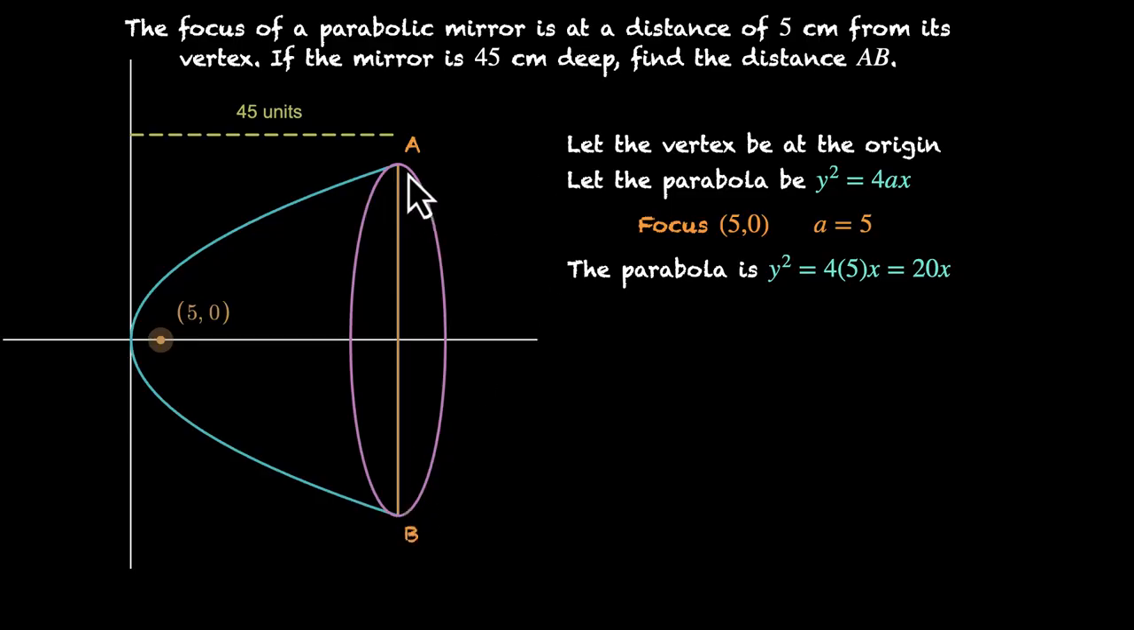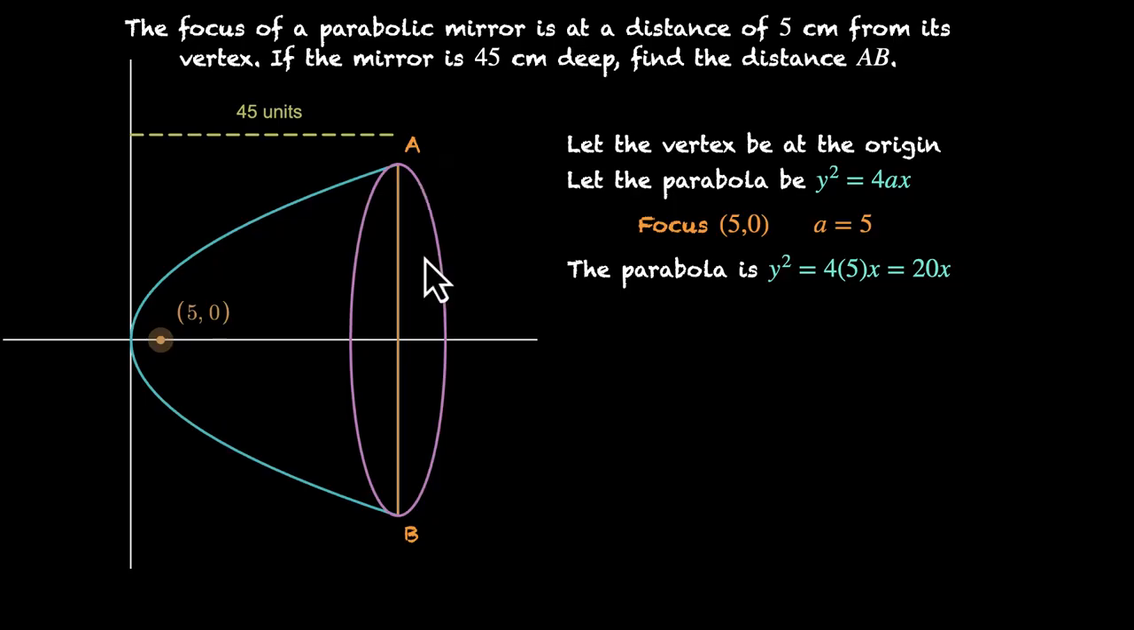We need to figure out this length AB. It's not the latus rectum. The latus rectum would have passed through the focus. It's some other chord. Now how do we figure the length of this chord? Think about it. Well, the parabola is symmetric about the axis. This length is equal to this length. To get this complete length AB, we can figure out the half of it. And what's that? It's the y coordinate for this point.